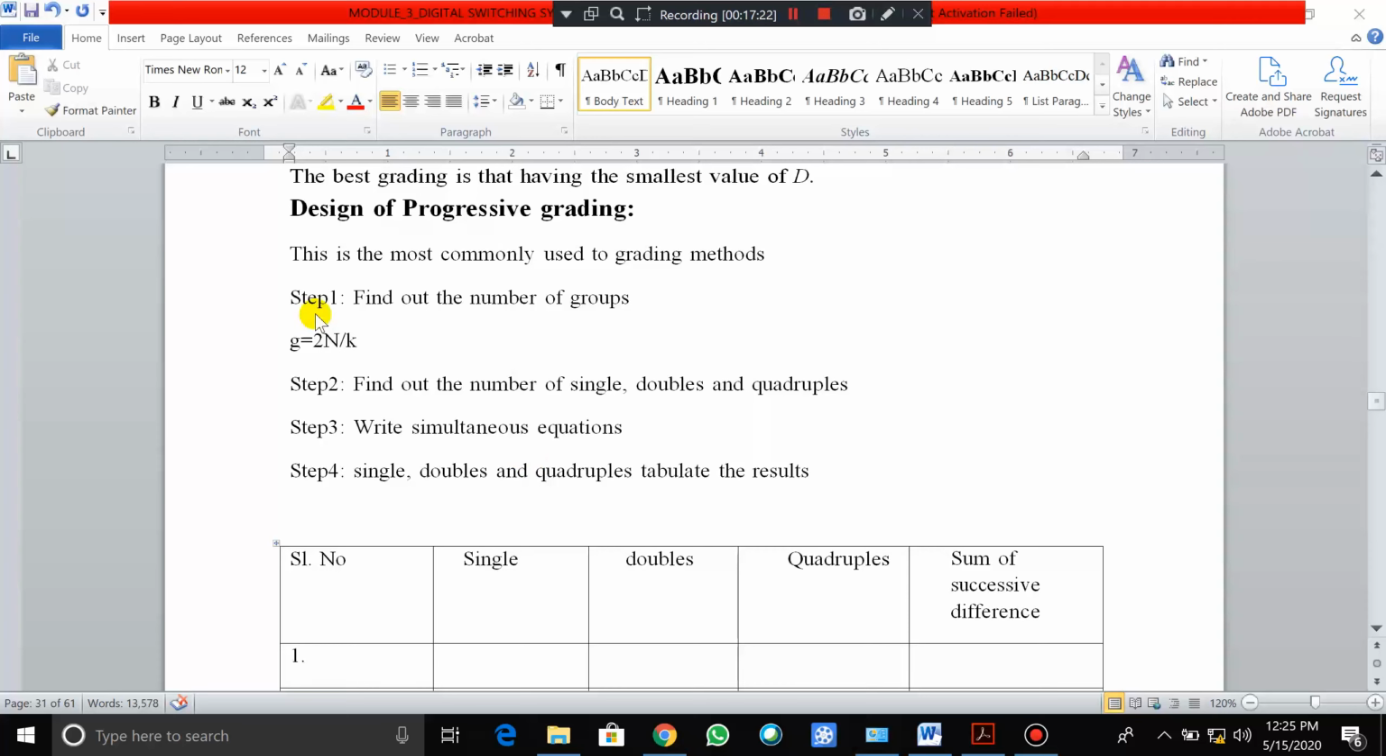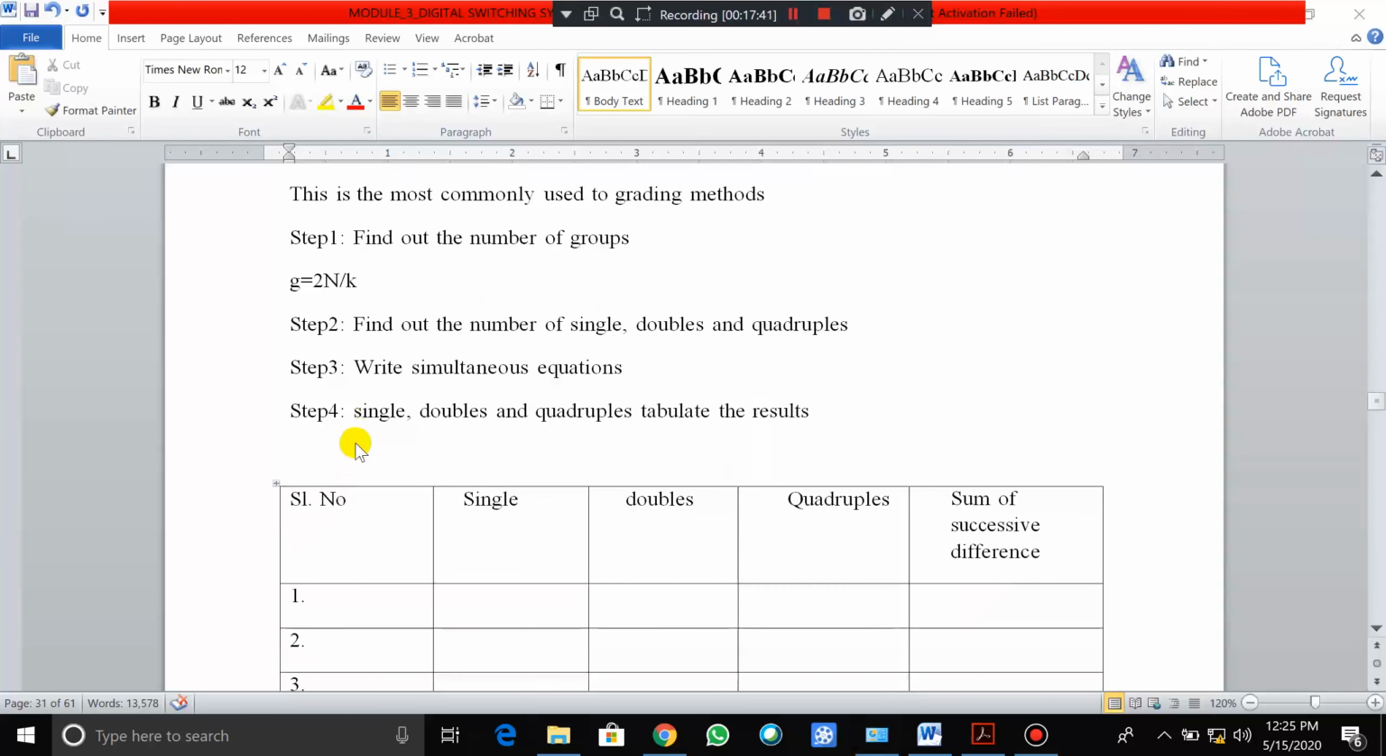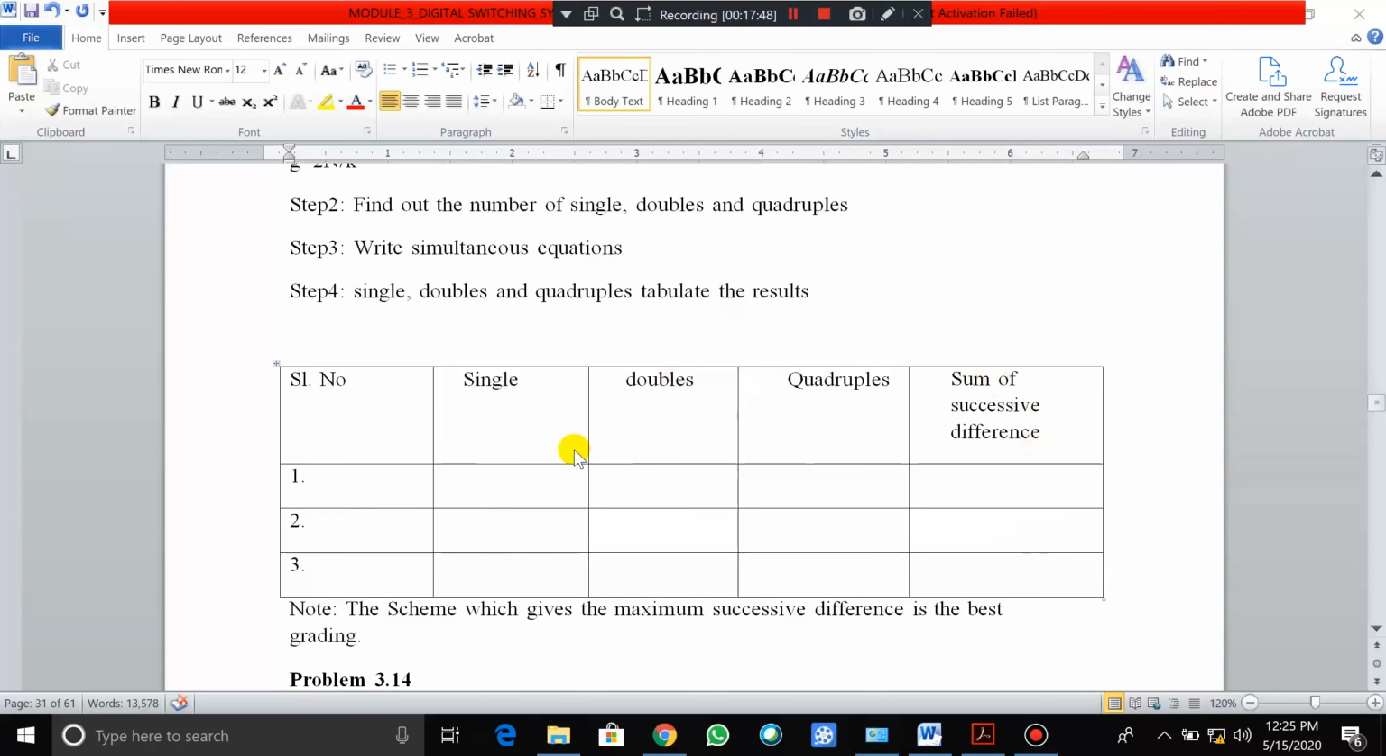In step 1, we need to find out the number of groups by the formula G = 2N/K. In step 2, we need to find the number of singles, doubles or quadruples. Then in step 3, we need to write the simultaneous equations. In step 4, we have to find the single, double, quadruple and tabulate the results. This is a tabulation. So we need to find how many singles, how many doubles, how many quadruples, and the sum of successive differences.